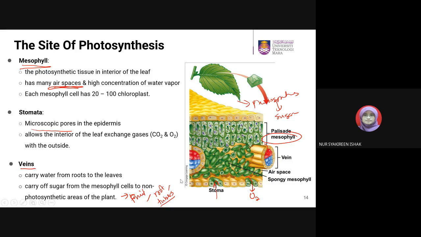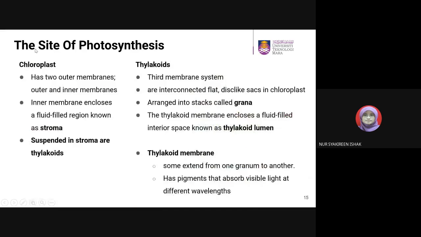Okay. So chloroplast, okay, site of chloroplast. So chloroplast, as you know, is the organelle that carries out photosynthesis. So chloroplast has two membranes again. So the inner and the outer membrane, and the fluid inside the chloroplast we call the stroma. So stroma is the site of Calvin cycle. Okay, Calvin cycle. So yeah, suspended in the stroma are the thylakoids. Okay, so thylakoid is the third membrane within the chloroplast. So it has thylakoid membranes.